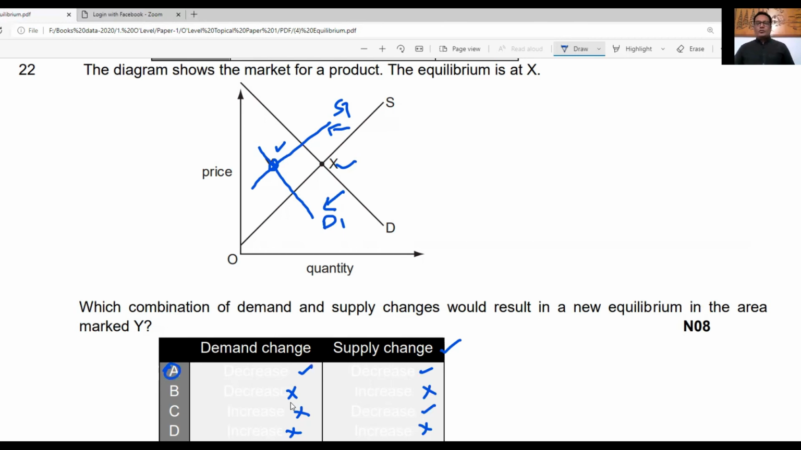So this is the way you can figure out MCQs relevant to equilibrium and changes in equilibrium in O levels as well as in AS level. So this topic is relevant for both type of exams. So this is it for today's lesson.